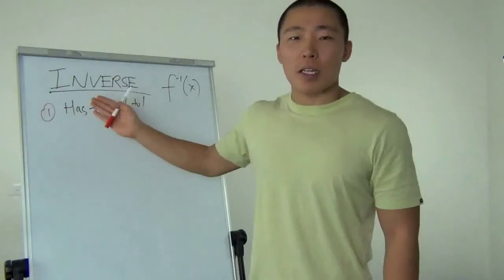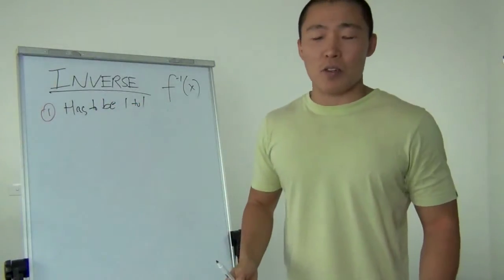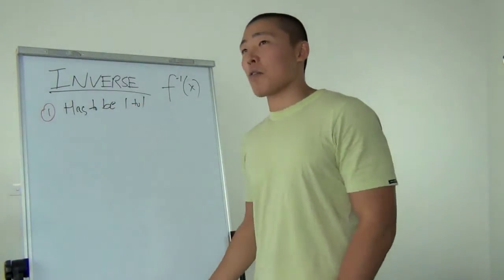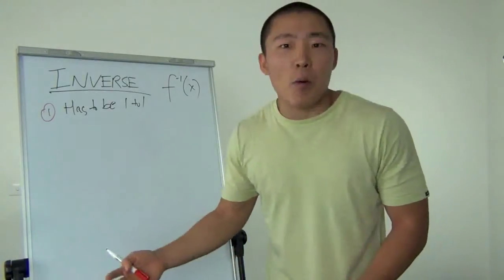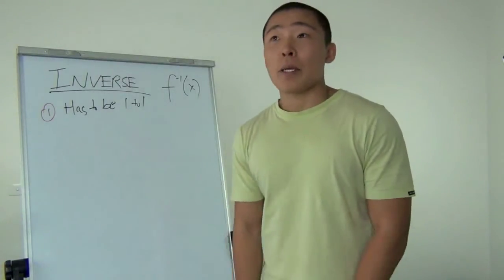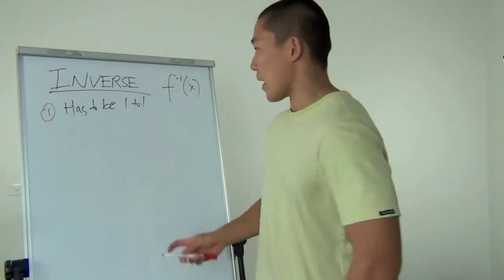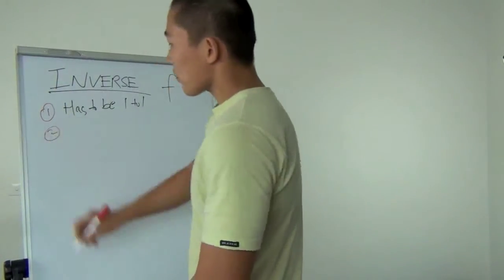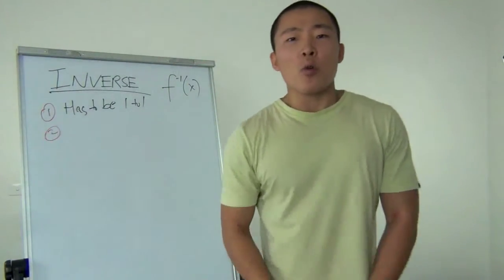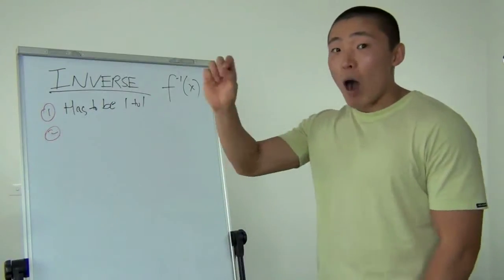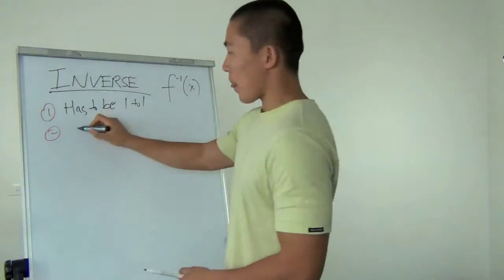So it has to be a one-to-one, and some of the questions would ask you, can this have an inverse function? It's usually a 1-mark question, and you just have to say yes because it's a one-to-one, or no because it's not. Okay. Number 2: x is now y and y is now x.